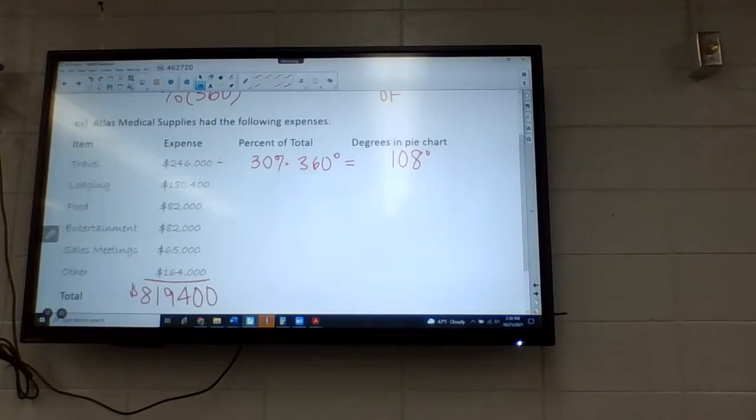Now thinking already about 108 degrees, that's more than a 90-degree angle, so knowing that that's an obtuse angle, going back to, do you guys know about angles?